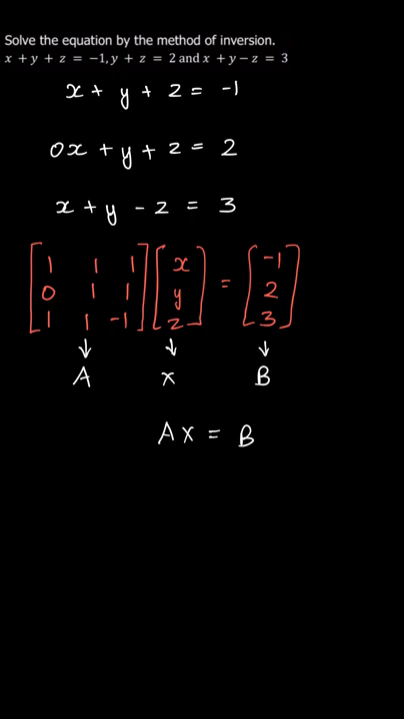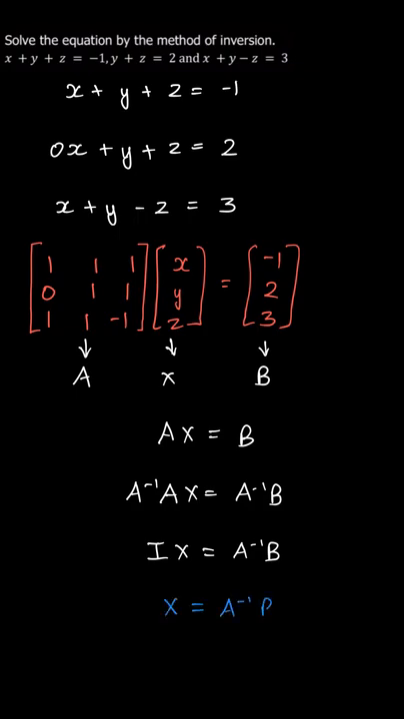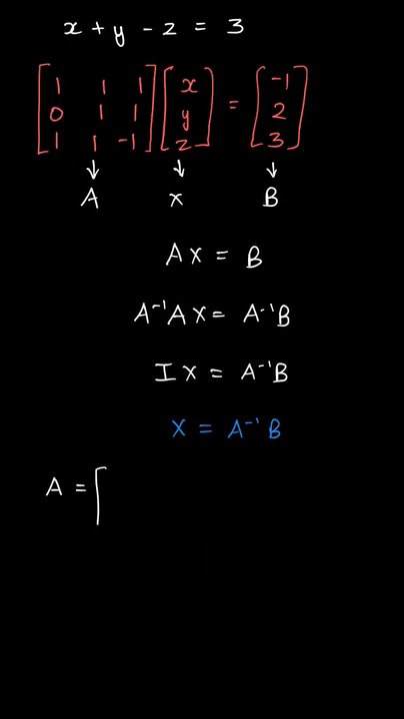Now we will pre-multiply this by A inverse. So we will have A inverse AX is equal to A inverse B. Now A inverse A is I. So we have IX is equal to A inverse B, and I multiplied by X will be X. So we have X is equal to A inverse B. To find A inverse, we will first write A. A is the matrix containing the elements 1, 1, 1, 0, 1, 1, and then 1, 1, minus 1.